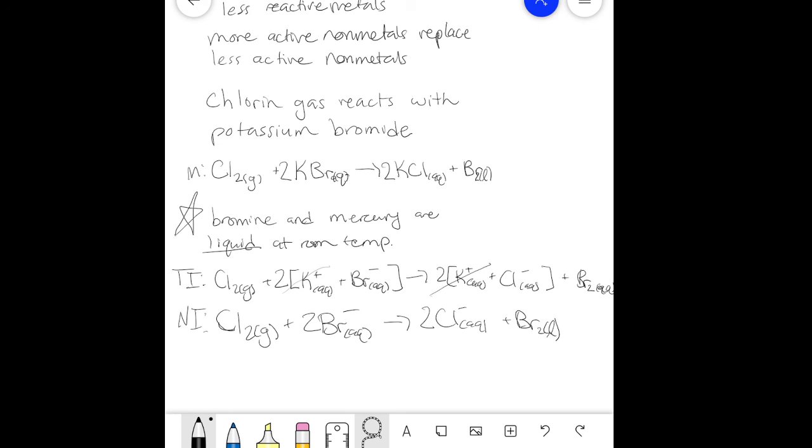And so this is basically all for single displacement. I'm going to try and chunk the videos up into the types of equations so you don't have to watch an hour-long video, because no one wants to do that right now. So yeah, this is pretty simple.